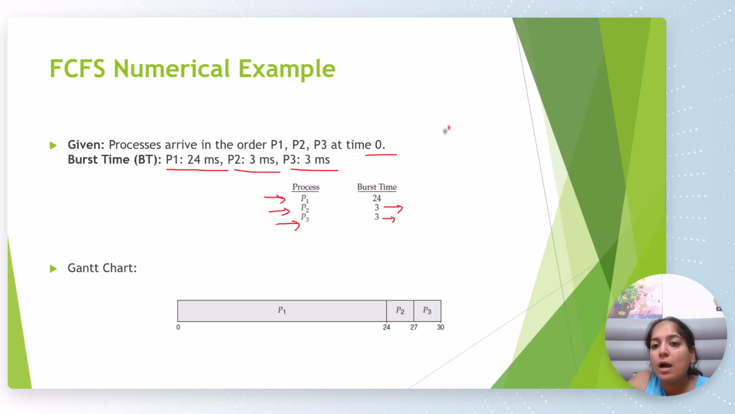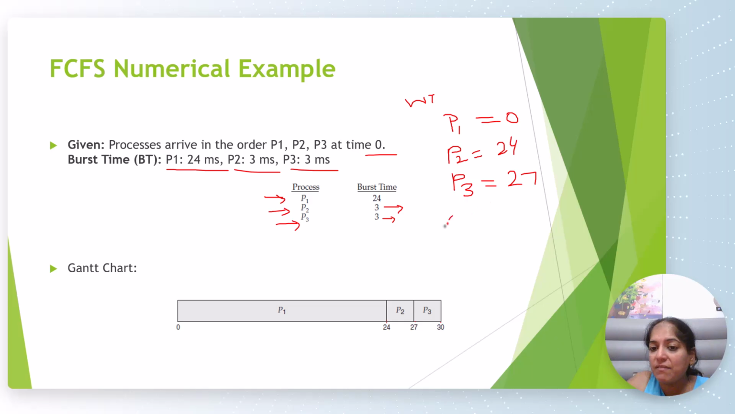Okay, for how long has process P1 waited here? Let's talk about waiting time. The waiting time of process P1 is 0 because it starts at point 0. There is no waiting time for P1. The waiting time for P2 is 24 because after 24 milliseconds the turn of P2 comes. So the waiting time for P2 is 24 and the waiting time for P3 is 27.